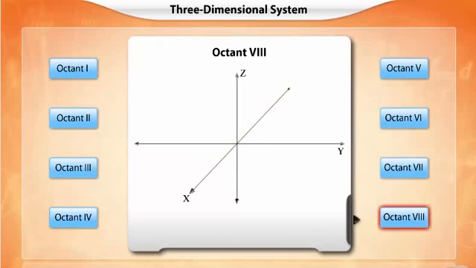Octant 8 is determined by the positive x-axis, negative y-axis and negative z-axis. As a consequence, any point in this octant has a positive x-coordinate, a negative y-coordinate and a negative z-coordinate.